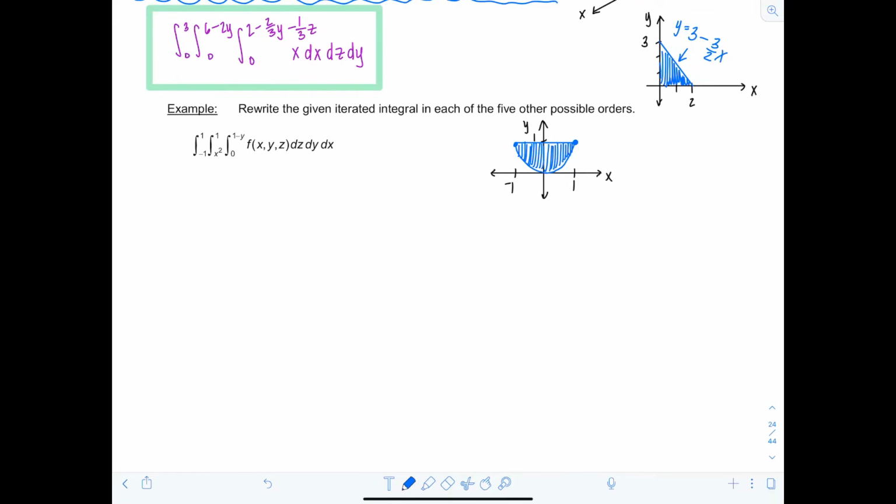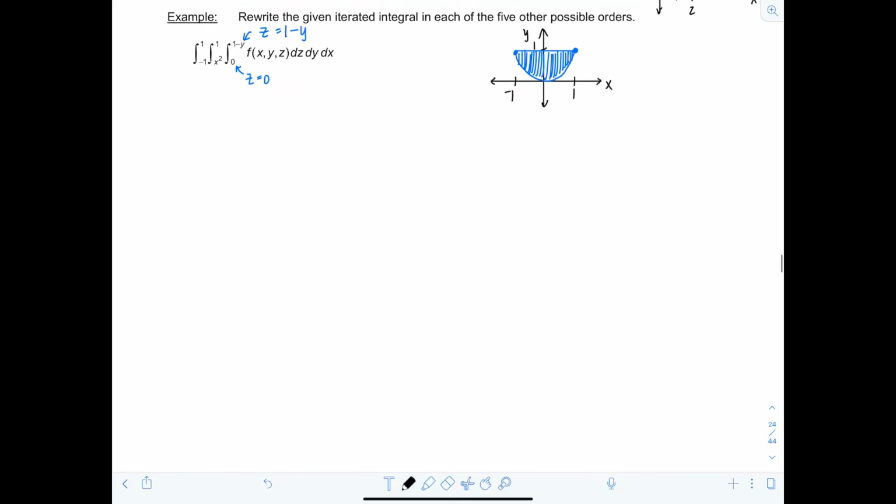And now let's throw z into the mix. So this is z equals 0, which would be the xy plane, and then z equals 1 minus y. That's another plane, bounding the solid from above. So now it's time to put everything together. Let's draw in 3 space what this solid looks like.